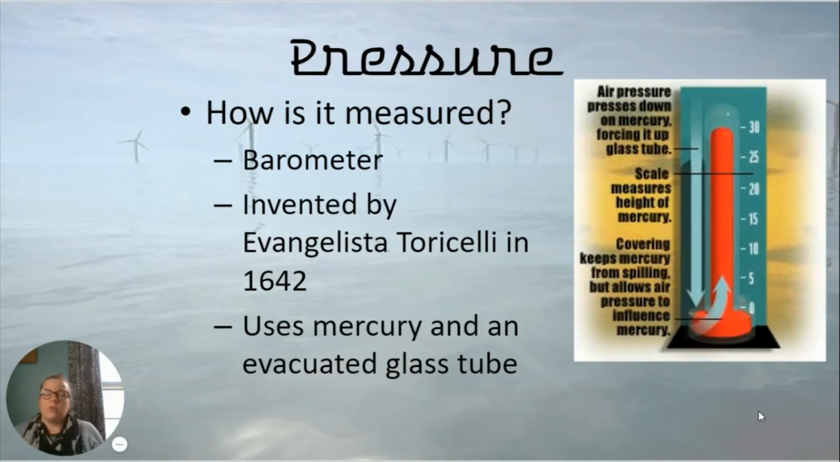So depending on what's going on with the weather on any given day, you have air that's pushing mercury up or down. And the measurement is literally the height of the mercury column. So one of the units you're going to see is called millimeters of mercury. It's literally how many millimeters of mercury we have in our tube.